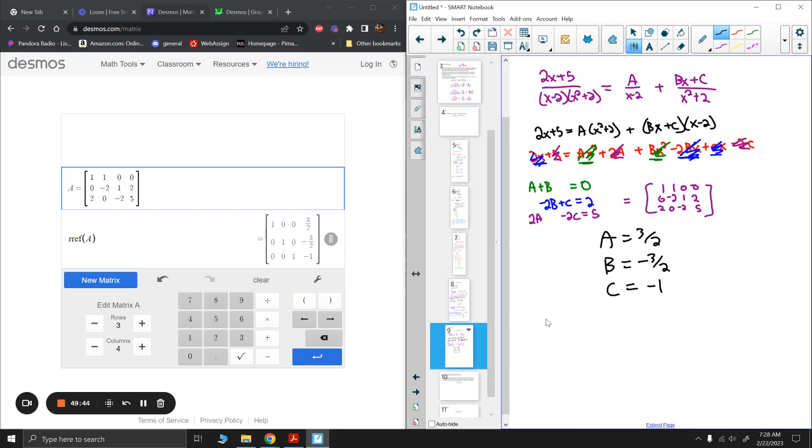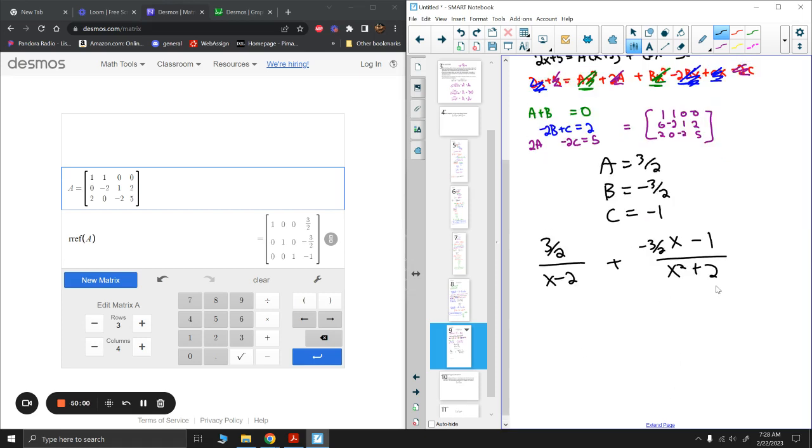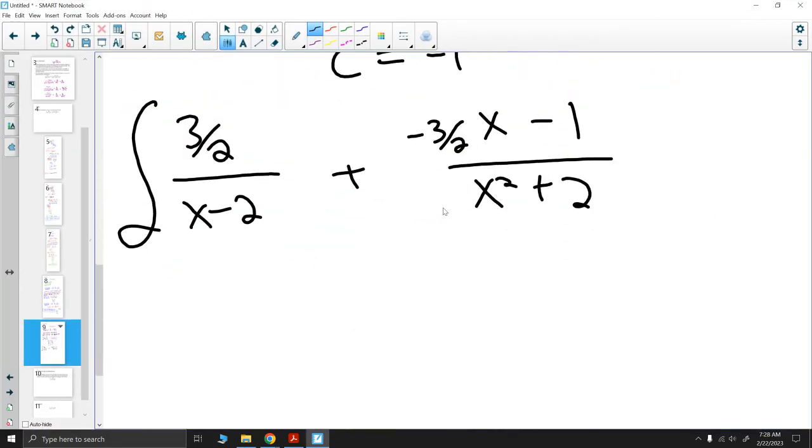All right, so we have 3/2 over x minus 2 plus negative 3 halves x minus 1 over x squared plus 2. Okay, so this is what we are integrating now. This thing kind of looks bad. We would have a 2x as our u if we did u sub, so u sub's not going to work here, but we can use some thinking here.